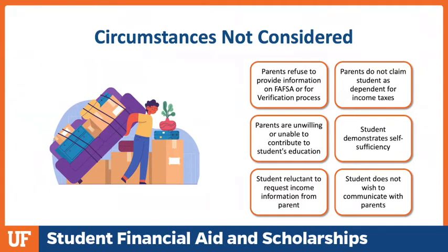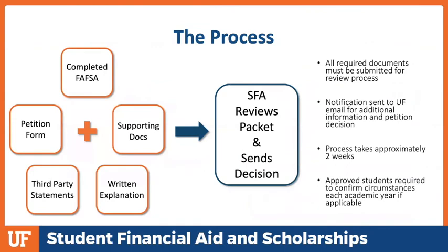So if you have some questions, contact our office and speak to one of our financial aid advisors, and they'll go over and see if it's something that maybe you should complete the dependency override petition for. So what's the process? You want to have the completed FAFSA. You want to complete your petition form and include any supporting documentation, third-party statements, and a detailed written explanation. Again, all required documents must be submitted for the review process.